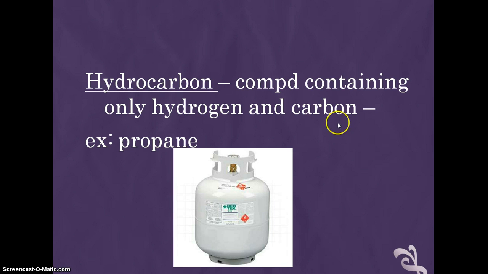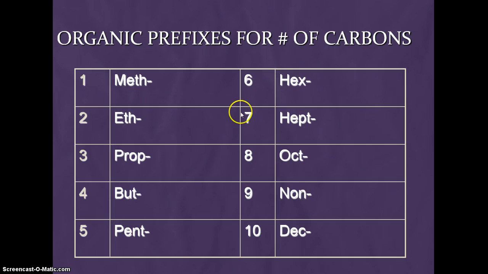Hydrocarbons are going to be the simplest kind of organic molecule you can have. All they have are carbon and hydrogen, like propane in your barbecue grill or methane that heats your home. And the simplest kinds, all they can do is combust.